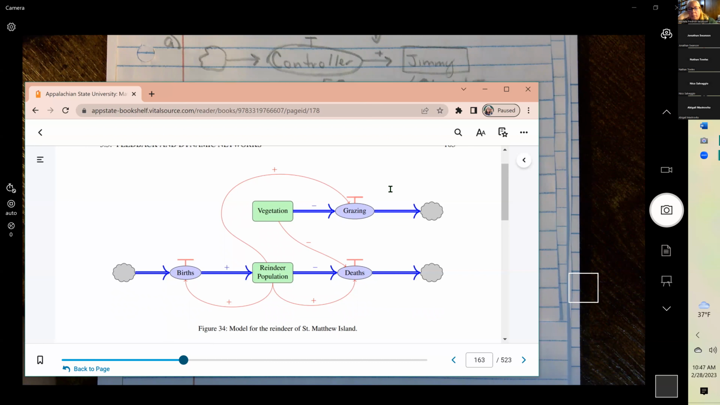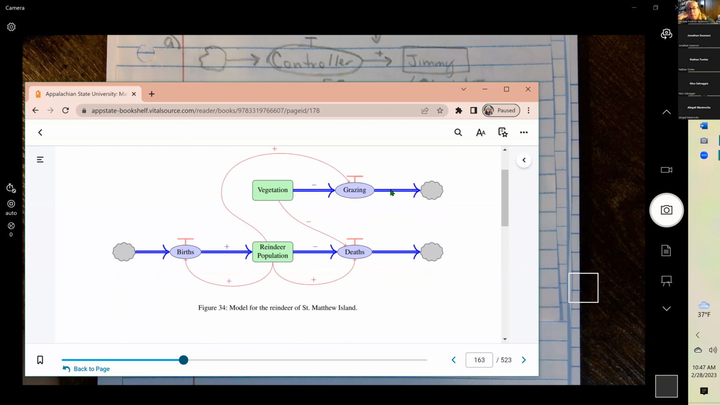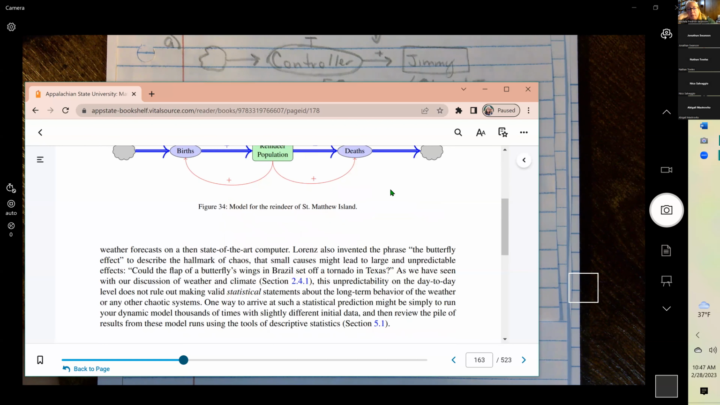So odd stabilizes, even amplifies. This whole chart, there's 3 negatives, so the whole thing is stabilized. And by stabilize, the reindeer population that didn't belong there died out. Any questions on that?